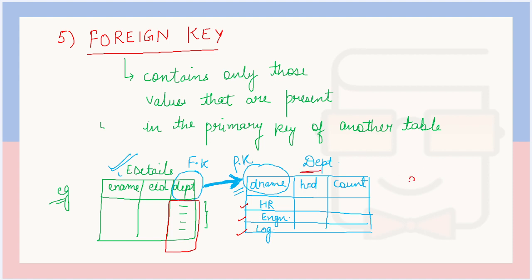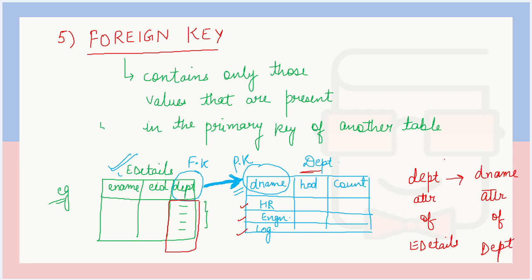Okay, so let me repeat. The values that are present in the department attribute of the eDetails relation, this particular attribute will only have values that are present in the dname attribute of the department relation. Okay, and in this case, dept is the foreign key, and dname is the primary key. Okay, dname is the primary key for table department, and dept is the foreign key for the table eDetails.